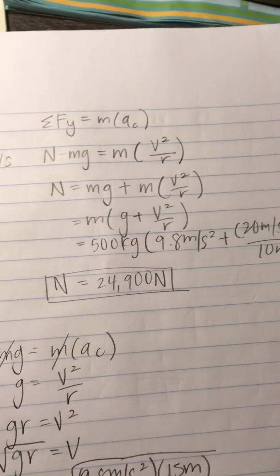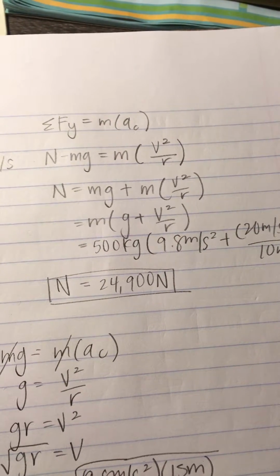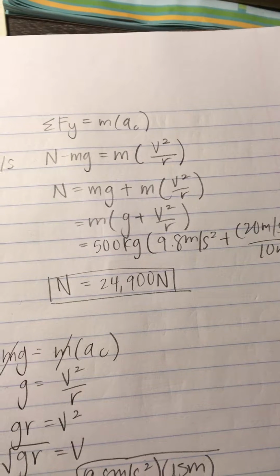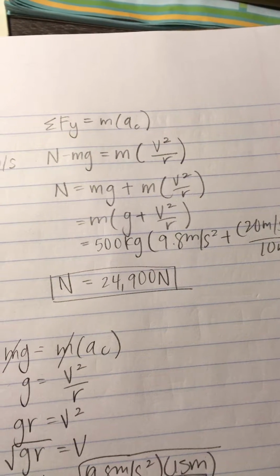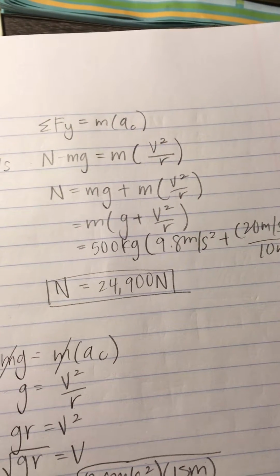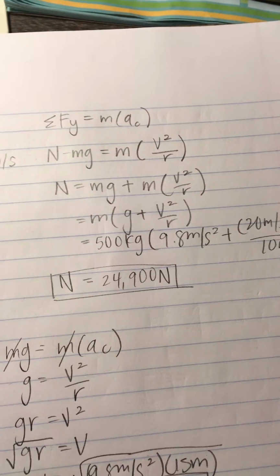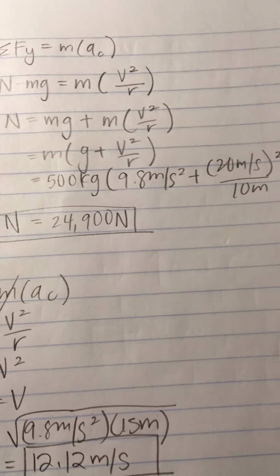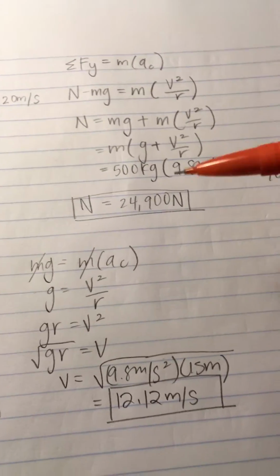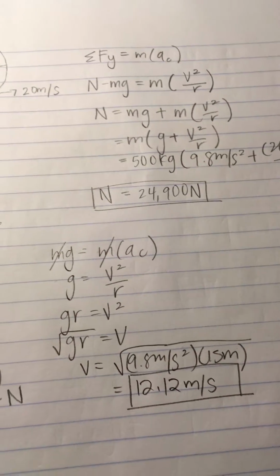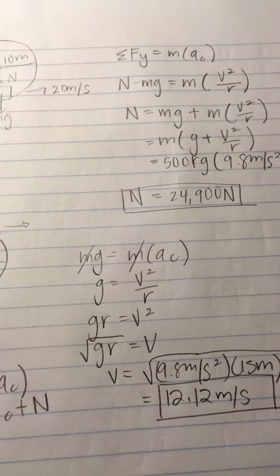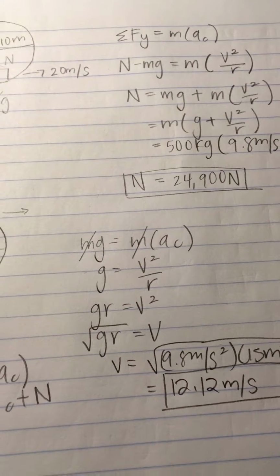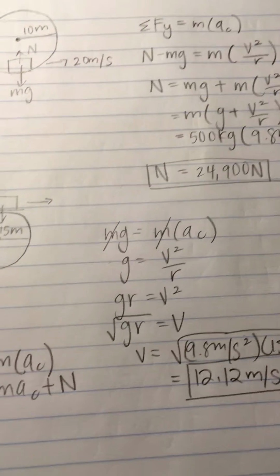So I first solved in variables. I moved the mg to the other side and condensed it, so the normal force equals the mass times the quantity of gravity plus the velocity squared over the radius. We know all of those numbers, so I plugged them in and got that the normal force the roller coaster is pushing back up on the cart is 24,900 newtons. So that's the answer to A.